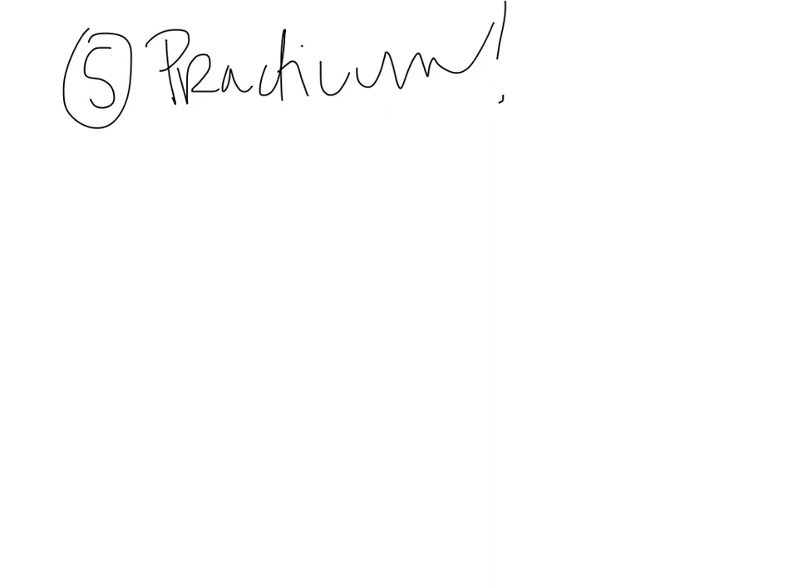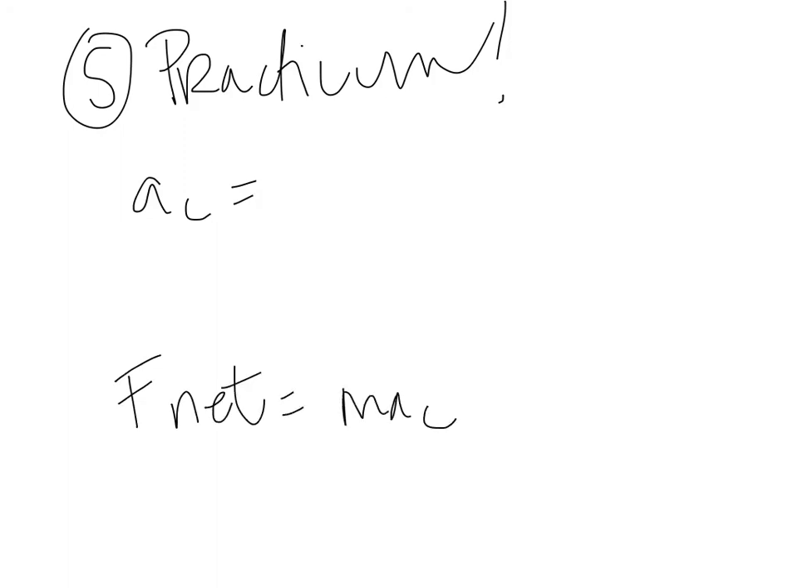Okay, so now we're going to do the car. This is exactly like your practicum. Follow the directions of your practicum. You're going to look for centripetal acceleration on your formula sheet. That's the first part. The second part, you're going to use F net equals MAC. You guys, you have all of the information that you need to solve this.